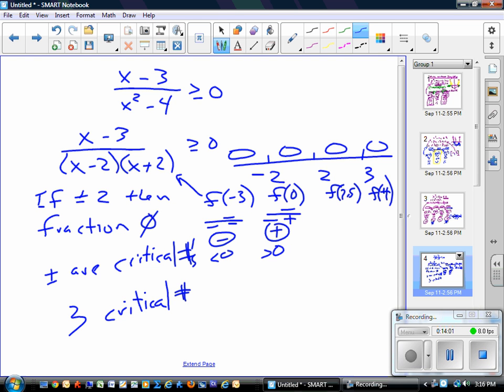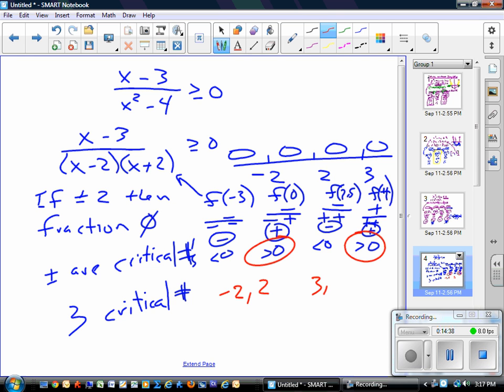When I plug in a 2.5, I get a negative on top. On the bottom, I get a positive and a positive, which is a negative. That's less than 0. Don't need that in my answer. And when I plug in the 4, I get a positive over a positive and a positive, which is a positive and greater than 0. I want all solutions that are greater than 0. So that's here and here. To state those intervals, I'm going from -2 to 2, and then 3 to infinity.